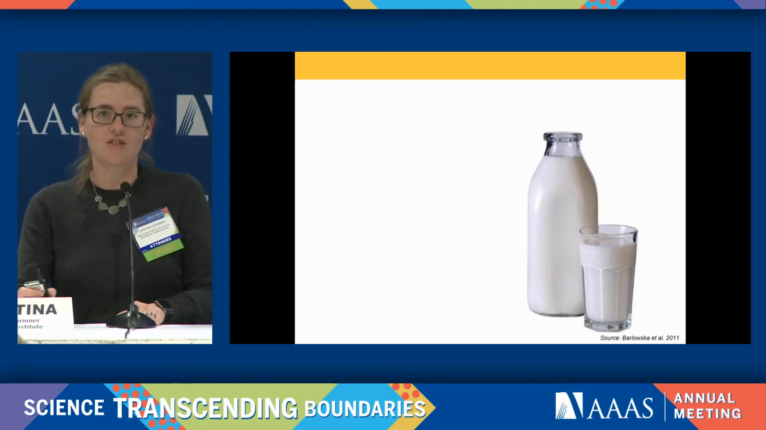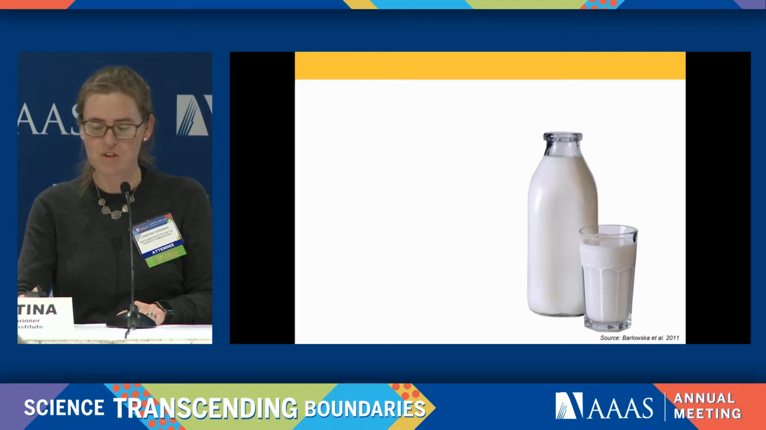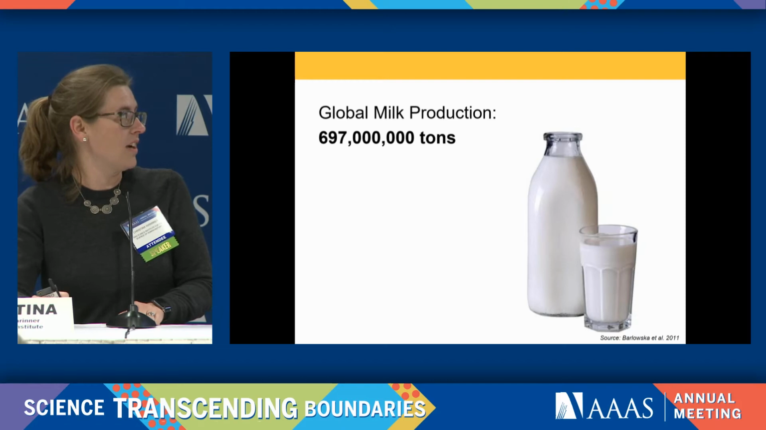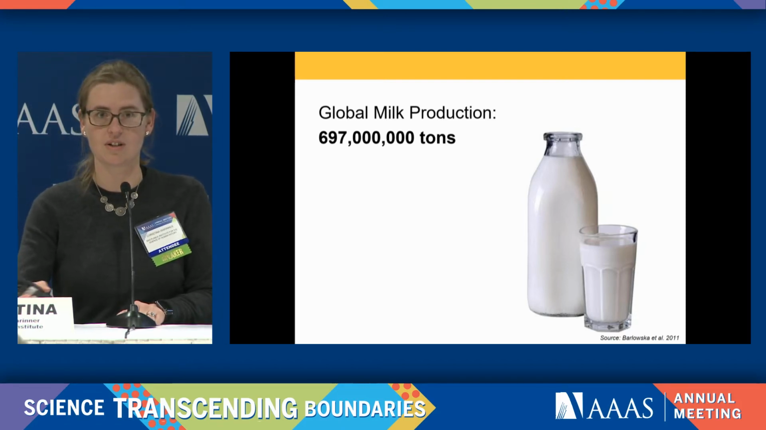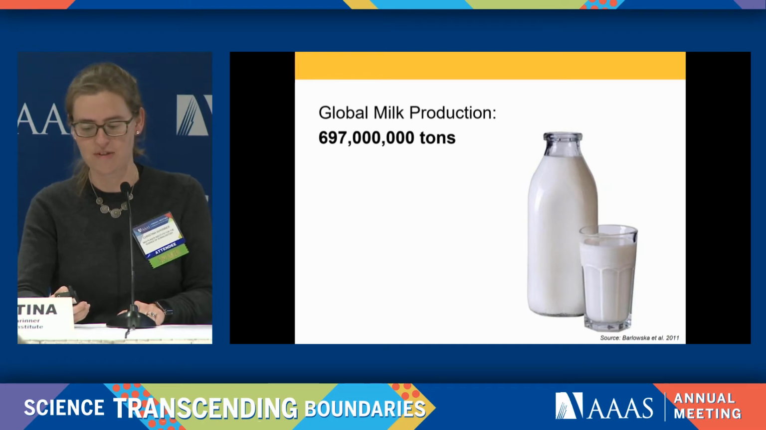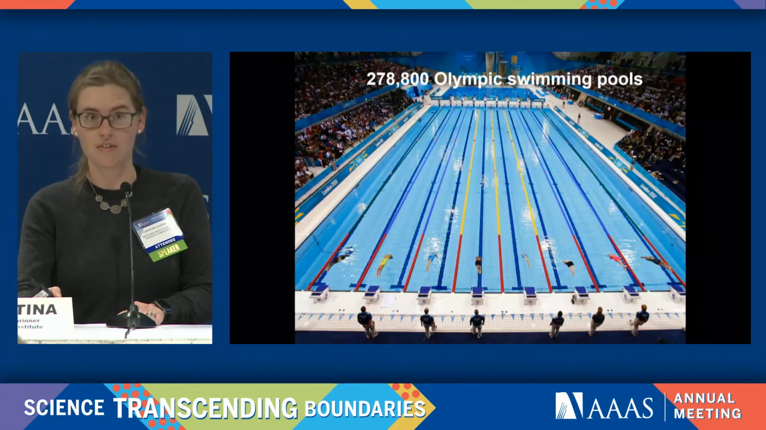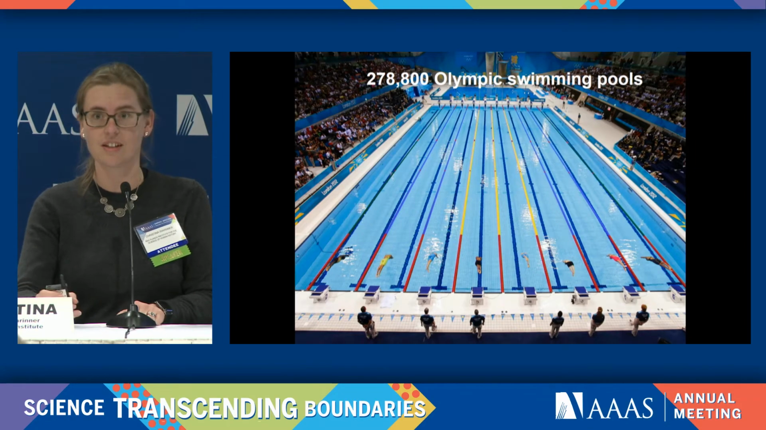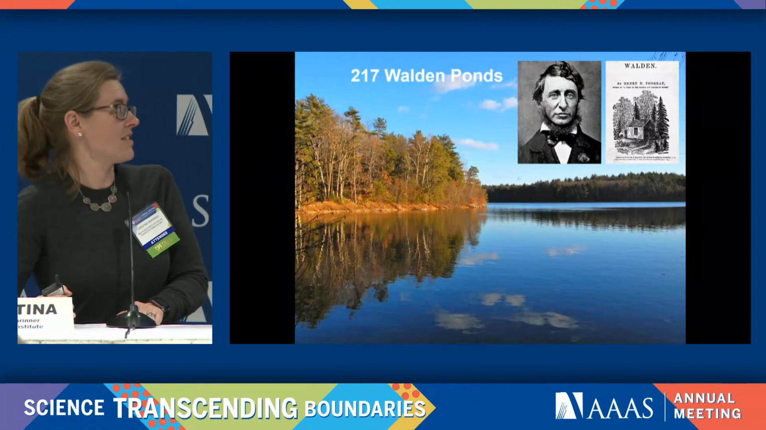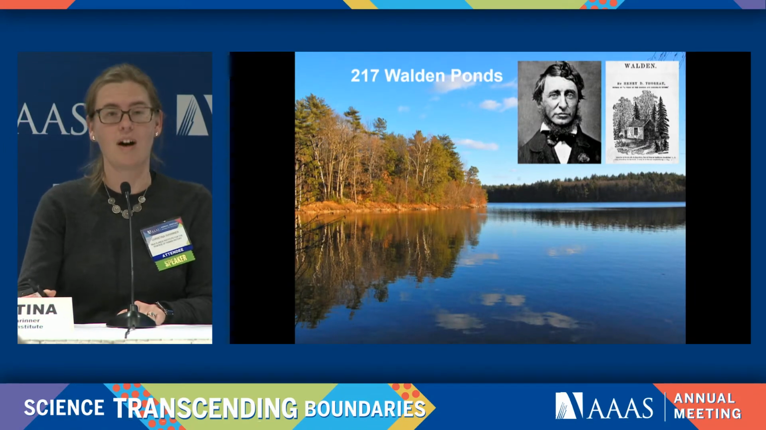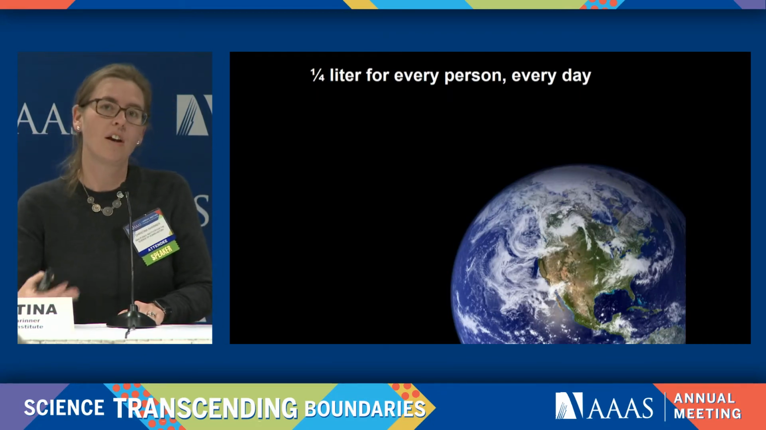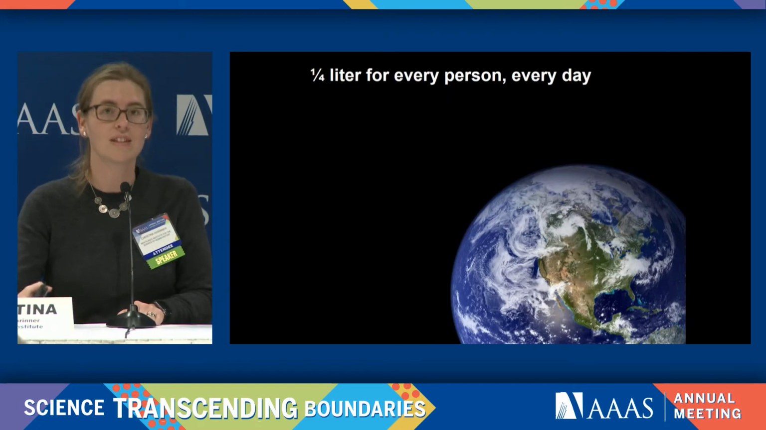We produce a truly vast amount of milk today. So global production in this decade averages nearly 700 million tons of milk per year. And if you're like me, this is a really abstract number, and so I'm going to convert it into some more familiar units. That's the equivalent of over 275,000 Olympic-sized swimming pools of milk. If you're like me and have spent time in Massachusetts, that's 217 Walden ponds worth of milk. It's actually enough milk for every single person on Earth to drink a quarter liter of milk every single day.